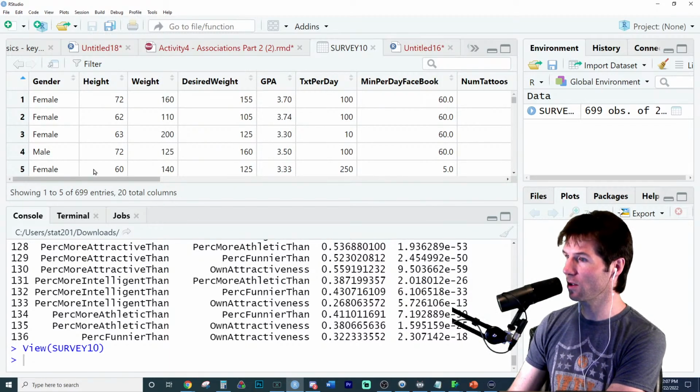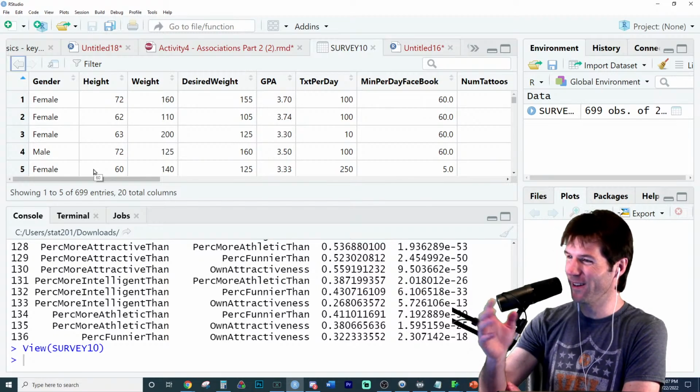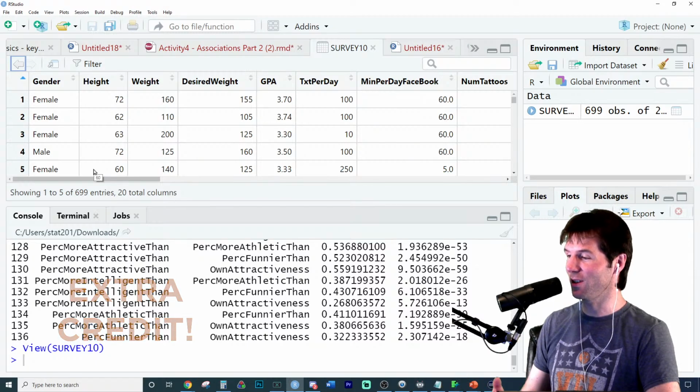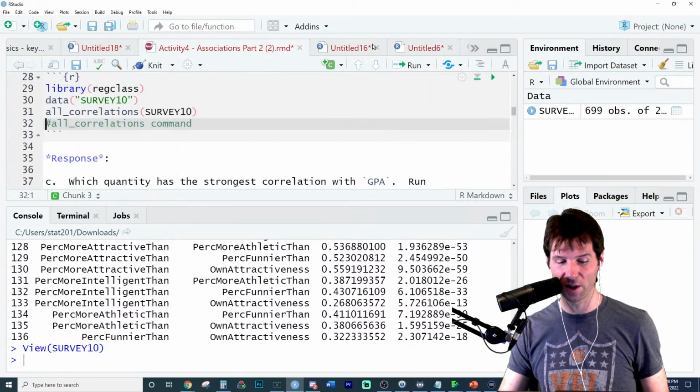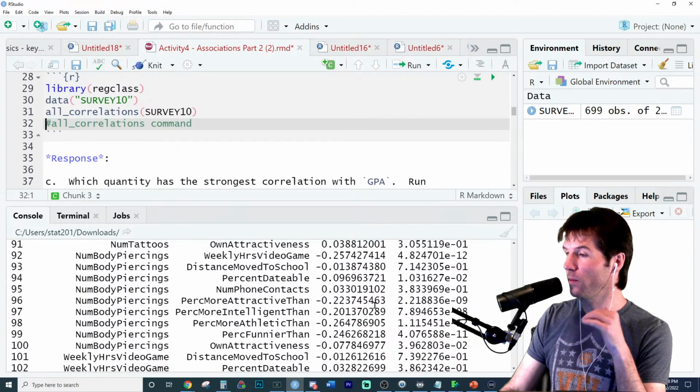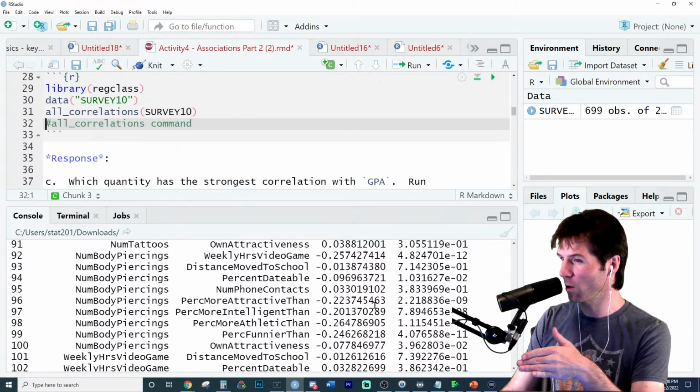You notice gender's not in here because gender's categorical. It shows all the correlations, so it gives you every single correlation. And with 201, we were talking about correlation yesterday. We kind of alluded to it, that correlation can go from -1 to +1. That's the value of R.